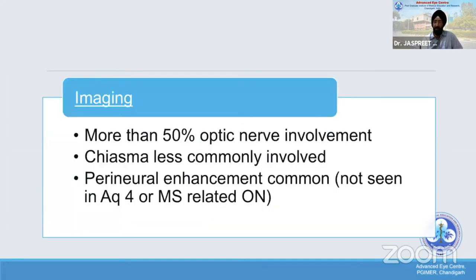Now, imaging again will help you in narrowing down your diagnosis, because you have more than 50% optic nerve involvement. The chiasm is less commonly involved. The important thing is perineural enhancement, which is very common here and very unlikely to be seen in aquaporin 4 or MS-related optic neuritis. So if you have perineural enhancement and more than 50% optic nerve involved, mainly the anterior portion, we can order a MOG.